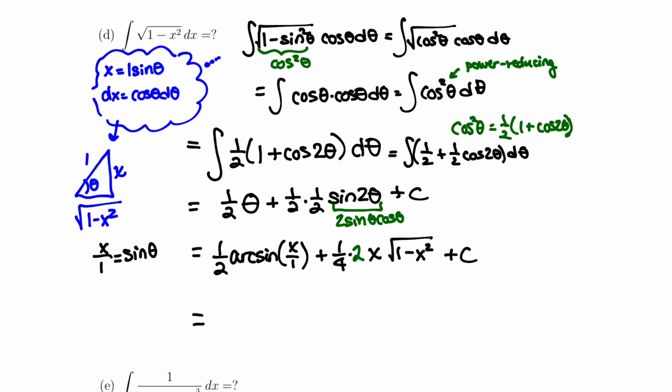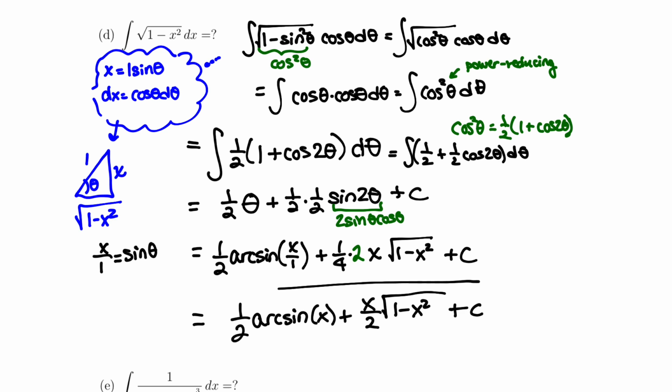Okay, so let's clean this up. I'm getting 1/2 arc sine of x plus x over 2 times the square root of 1 minus x squared plus c. Did I get that? Is that what you got? Or 1/2 x times the square root of 1 minus x squared plus c?